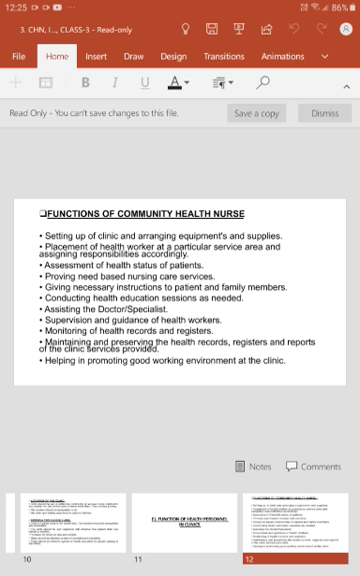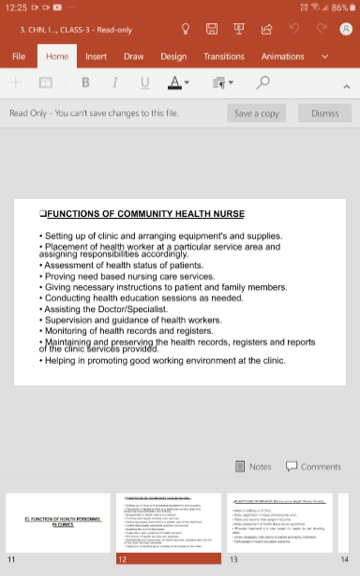The function of the health nurse is mainly to set and arrange all the equipment and supplies for the service area they are giving. In that service area we should maintain good responsibility, and we should assess the health status of the patient. Whatever you observe, give nursing care toward the actual problem of the patient, and give instructions. For example, if it is a diabetic patient, we can give health education and instructions to the patient.